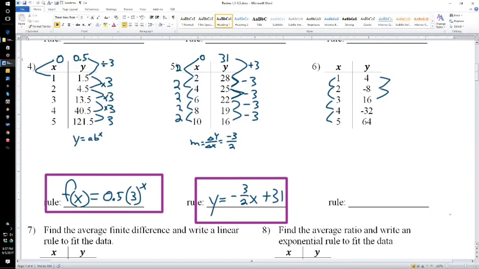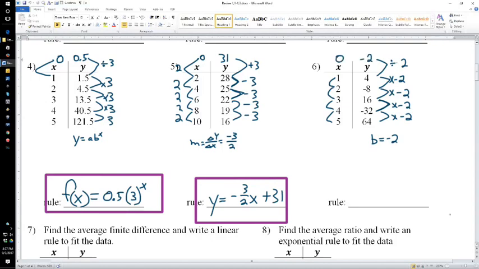Negative 8 divided by 4 is negative 2, so times negative 2. 16 divided by negative 8 is also negative 2. 32 divided by 16 is also negative 2. And 64 divided by 32 is also negative 2. Now here, watch out. You might think that this is an exponential with a b value of negative 2. And if you backed up and divided by negative 2, you'll get a starting point of 0.5 at negative 2.